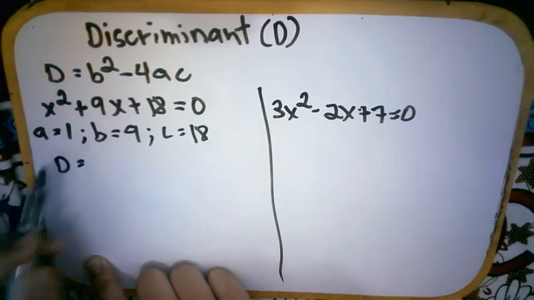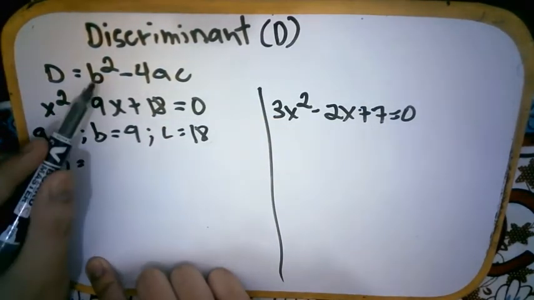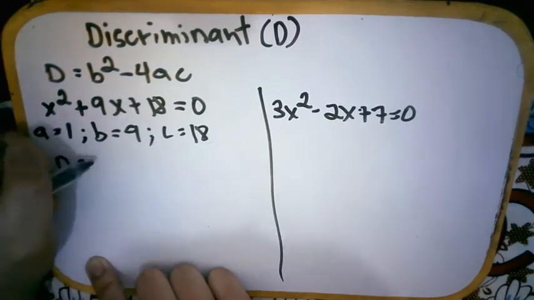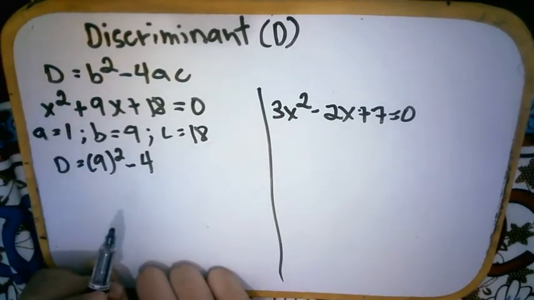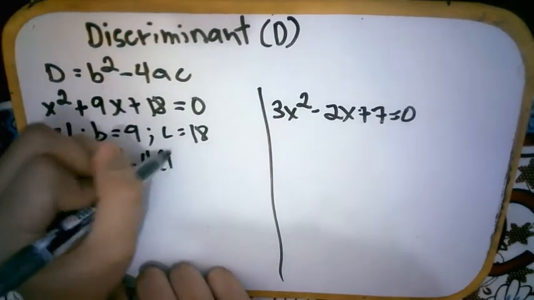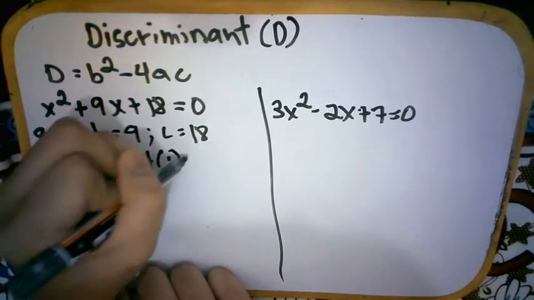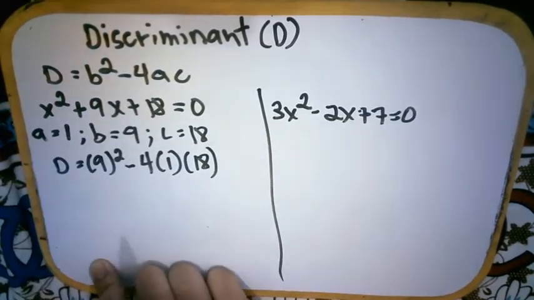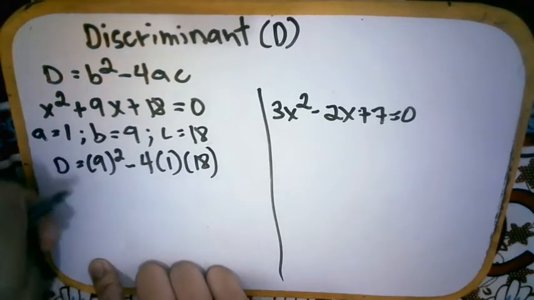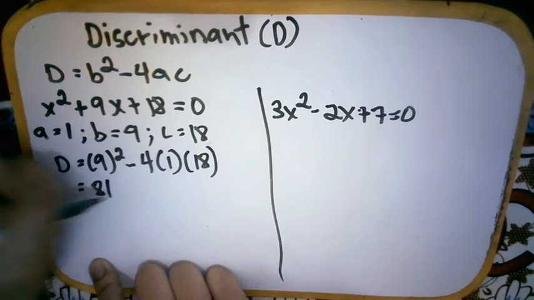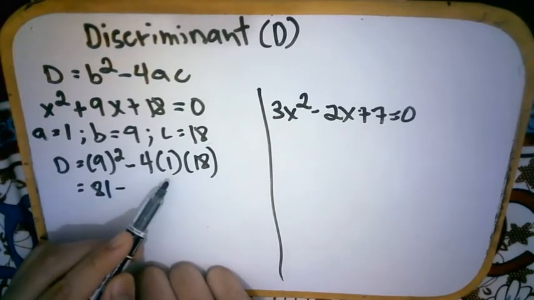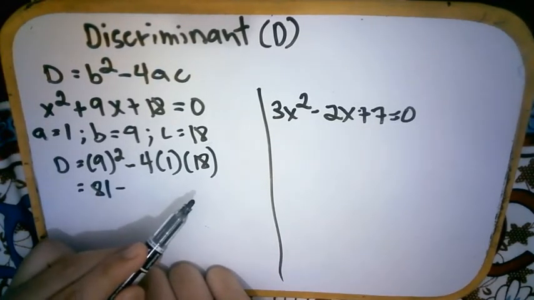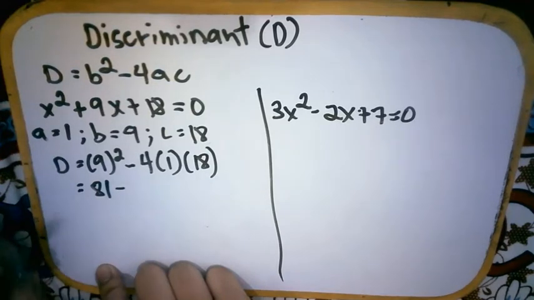D, denoted as the discriminant, is equal to b squared. So the value of b is 9. 9 squared minus 4. And then the value of a is 1 and the value of C is 18. After substituting the values of A, B, C, we are going to solve. 9 squared is 81. 9 times 9 is 81. Minus 4 times 1 is 4. And 4 times 18 is 72.